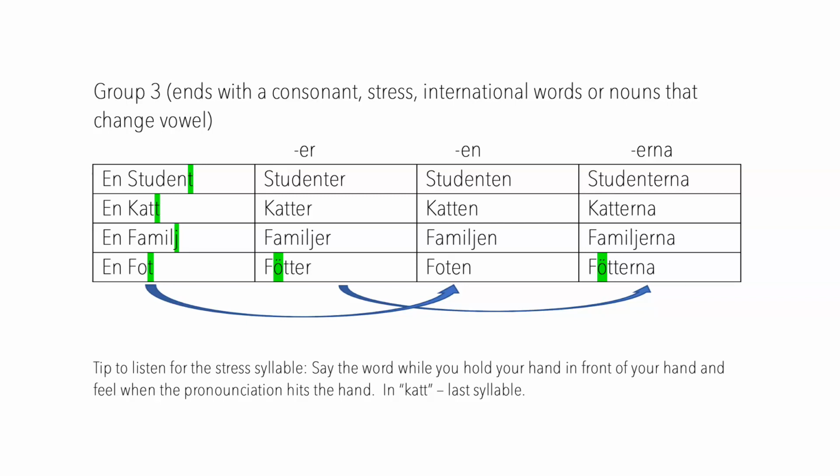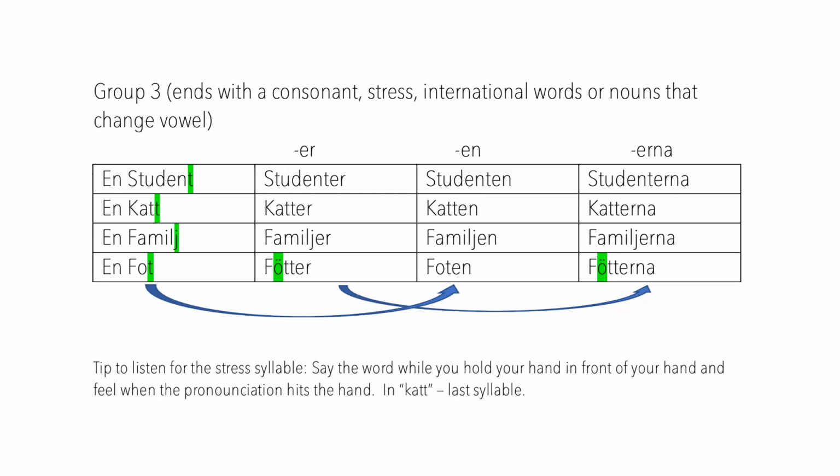So we have en student, a student. Flera studenter, several students. Den studenten, that student. De studenterna, those students. And then we have en katt, a cat. Flera katter, several cats. Den katten, that cat. De katterna, those cats.